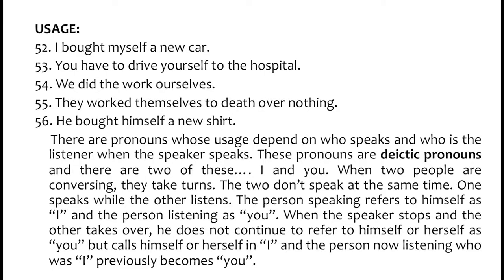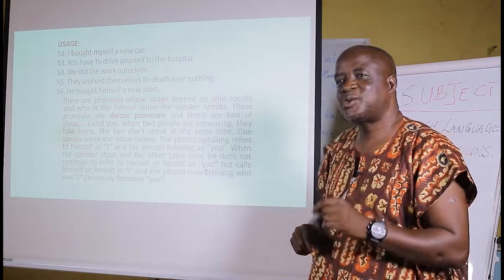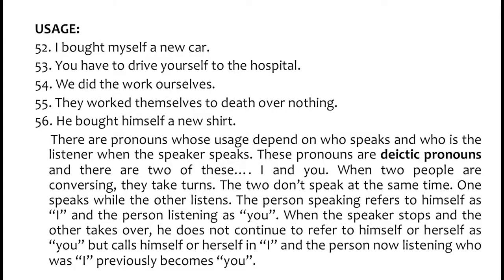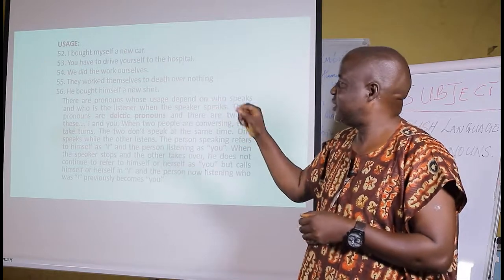They worked themselves to death over nothing. So, themselves refers to the persons who did the work, the subject, they. He bought himself a new shirt. Himself refers to the subject, he.